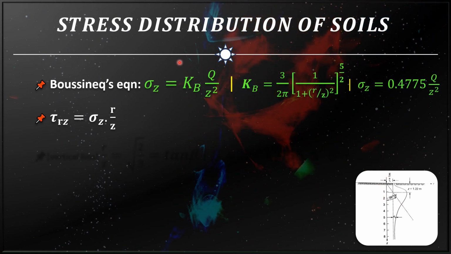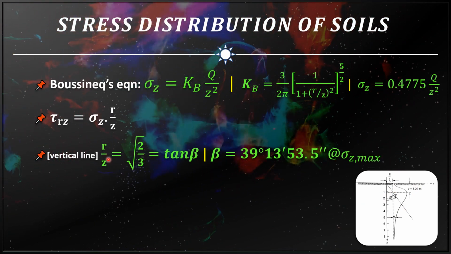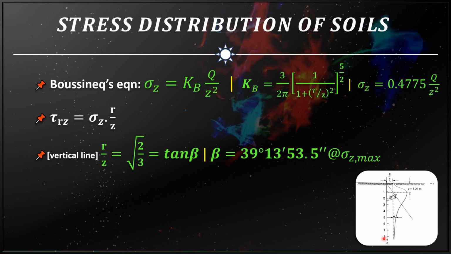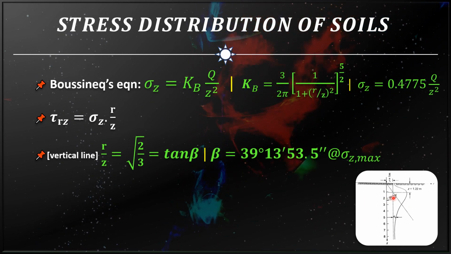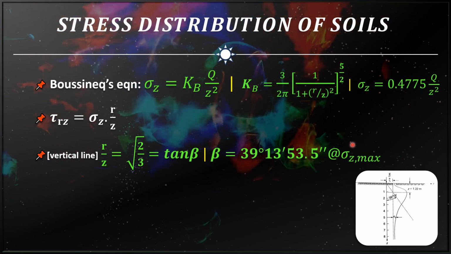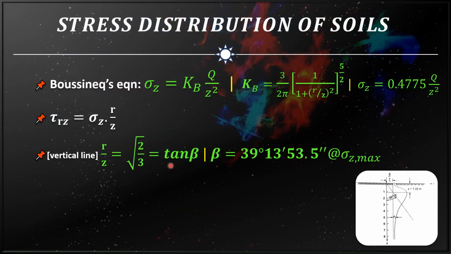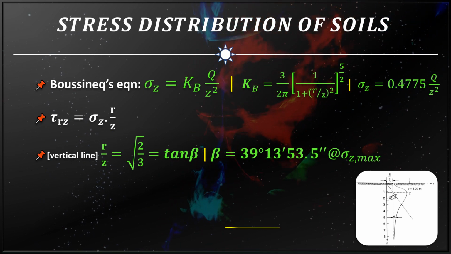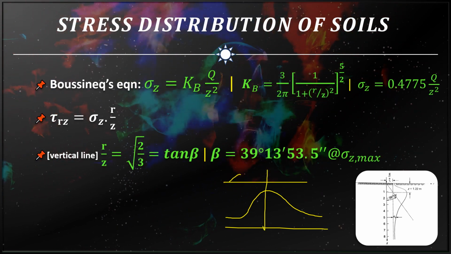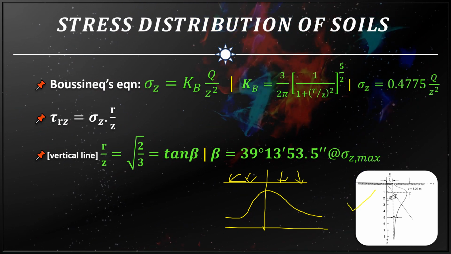This formula is regarding the horizontal plane, and this diagram is regarding the vertical plane. For the vertical line or vertical plane, r by z is equal to root of 2 by 3, equal to tan beta, and here beta is this angle, and at this angle sigma z will be maximum. At this maximum sigma z, r by z shall be root of 2 by 3 of vertical stress distribution. So you can see here, this is the horizontal distribution, how the horizontal distribution varies, and this diagram is for vertical distribution.